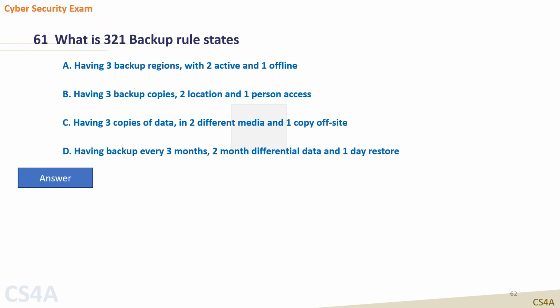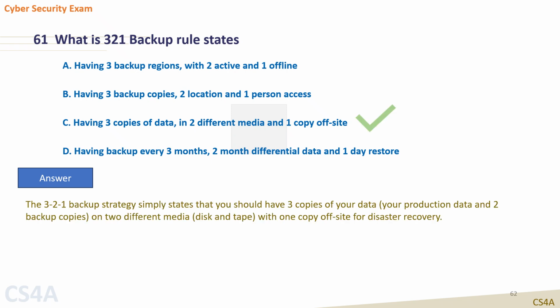Out of these four, option D is definitely not the correct one. Option A states different regions and active and offline, which is also not correct. Option B says 3 backup copies, 2 locations and 1 person access, which is also irrelevant. So option C is the correct one: 3 copies of data, 2 in different media, either tape or disk, and 1 copy offsite. This backup rule is used to protect data in case of disaster recovery. So option C is the correct one.